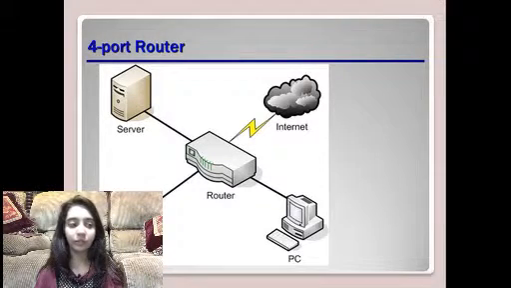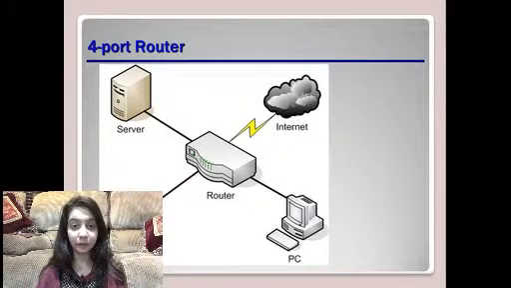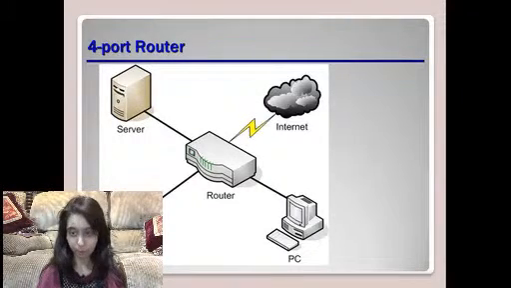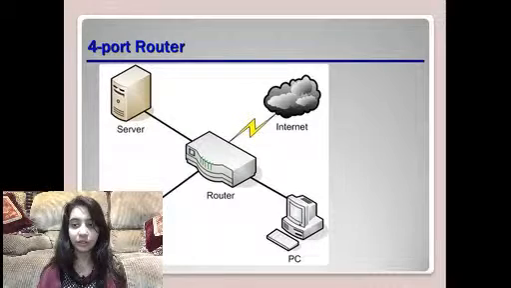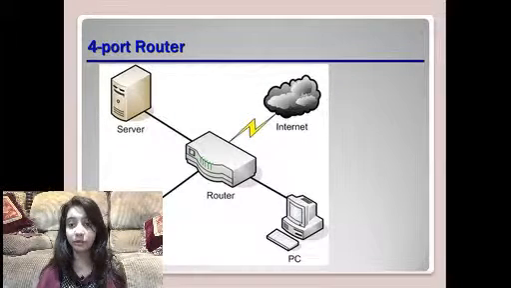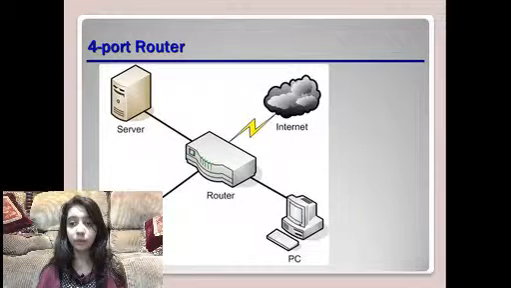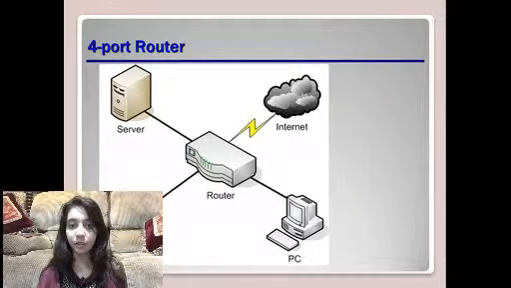The router. 4-port router. The router acts as a central connecting device, but it also has a special communication link to the internet, thereby allowing the host to send data to and receive data from computers on the internet. This communication link between the router and the internet is where the LAN ends.